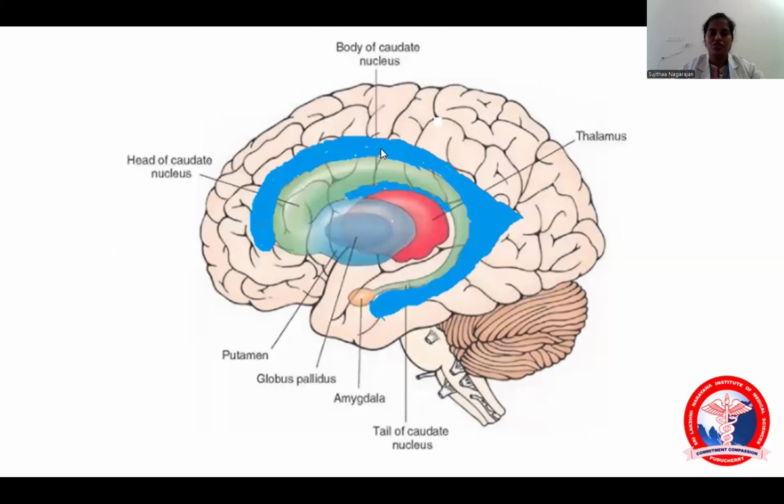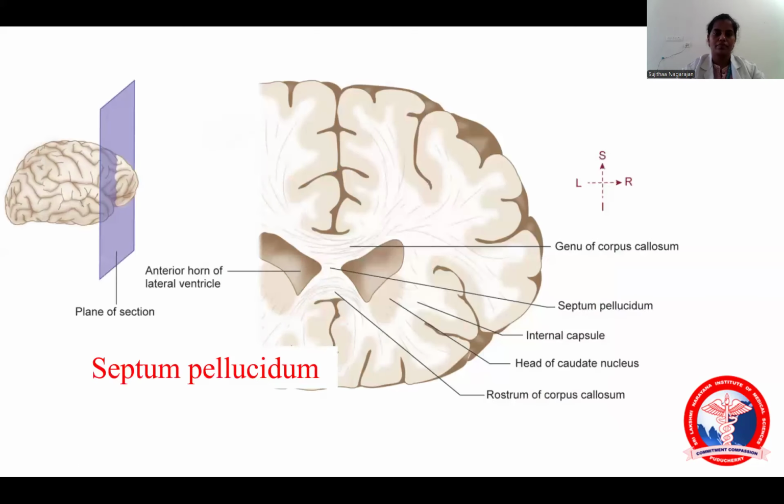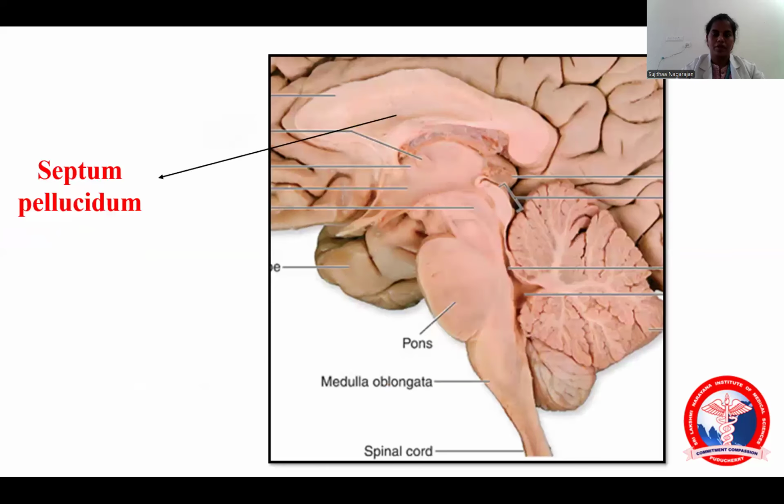Now we can see in this picture the lateral ventricle is very closely related to the caudate nucleus as well as thalamus. Caudate nucleus is green in color, thalamus is red in color, and the lateral ventricles are bluish in color. Now this is a coronal section wherein we can see septum pellucidum in between two lateral ventricles. Now this is the medial surface of the cerebral hemisphere wherein we can see the septum pellucidum closing the cavity, which is the lateral ventricle.